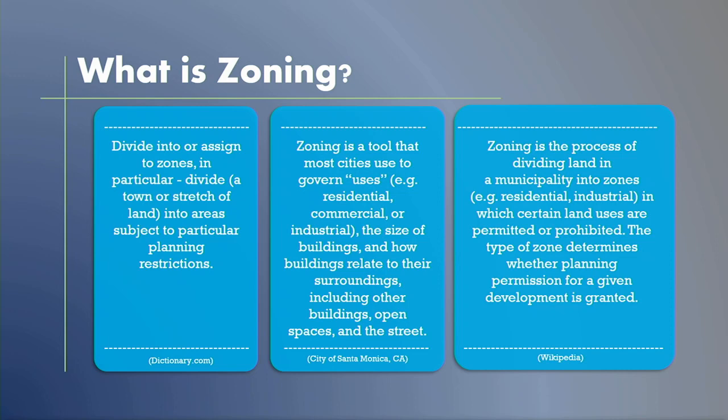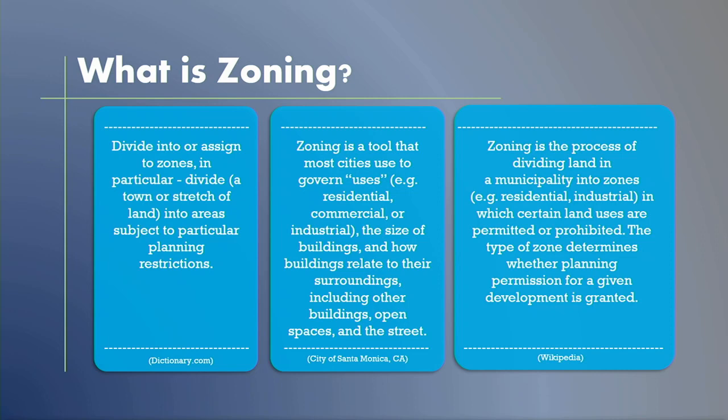So the second one talks about zoning as a tool. It looks at more than just, hey, we're going to zone something; it looks at this as a tool to create something, a tool to get to an end, whatever that end may be. And then the final one talks about the process. So again, we're getting back to the idea that this is a process. Zoning is a tool, but it's also a process.